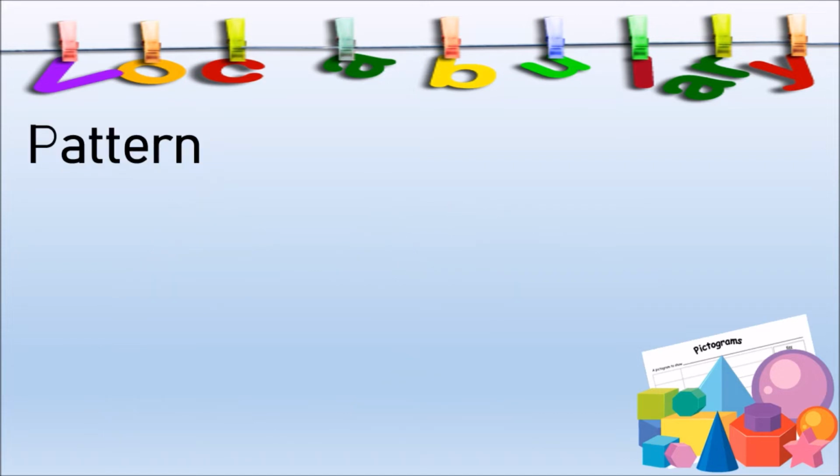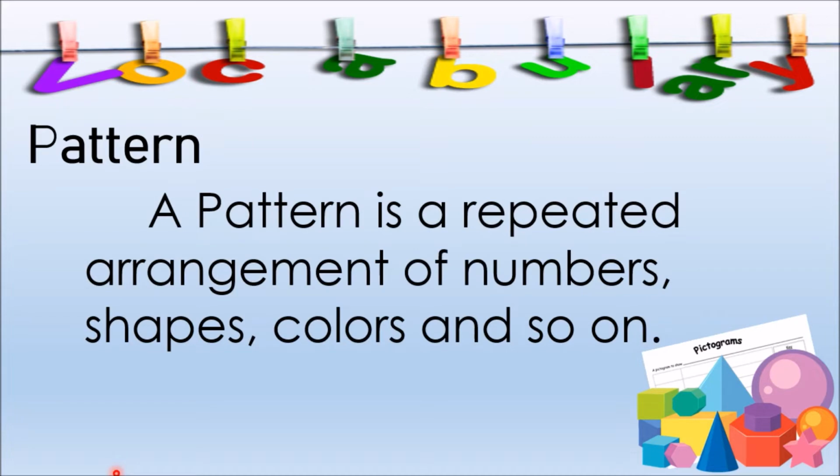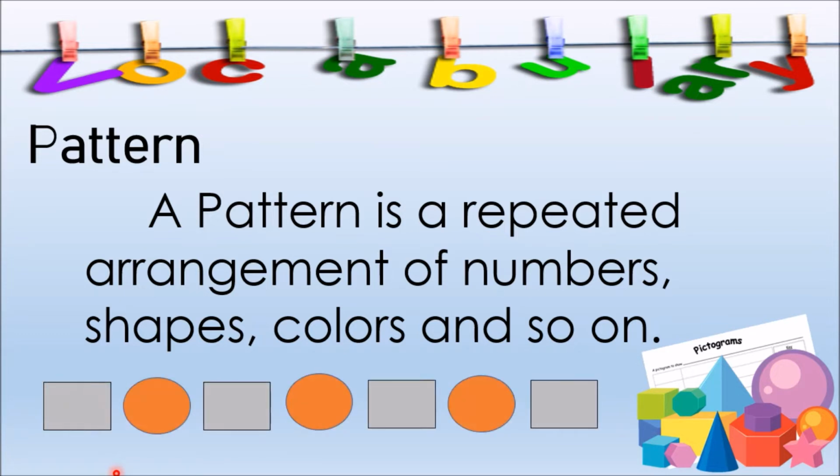Pattern. A pattern is a repeated arrangement of numbers, shapes, colors, and so on. For example, a square, circle, square, circle, square, circle, square, and so on. This set of shapes is a pattern with the relationship that each circle is always followed by a square. Then each square is followed by a circle.